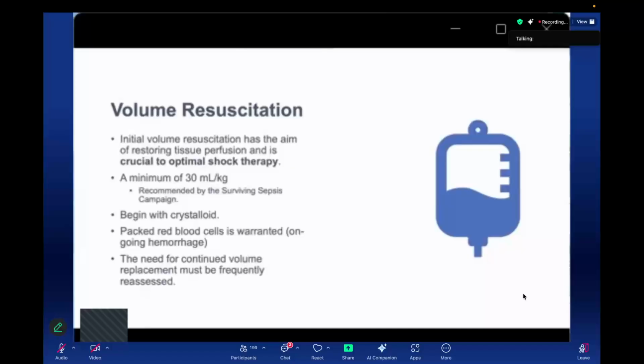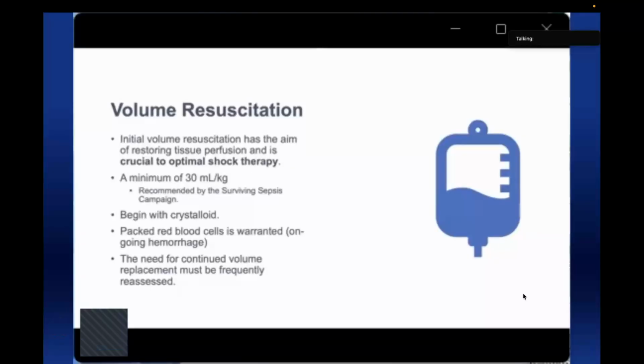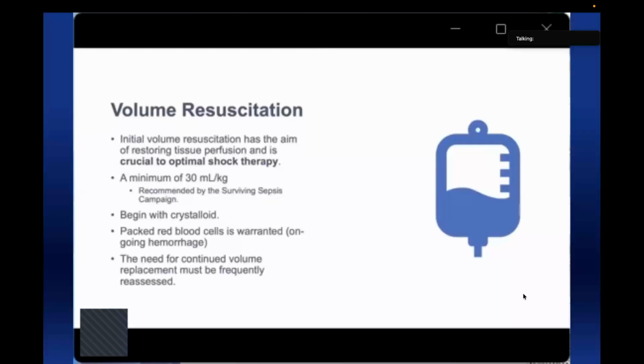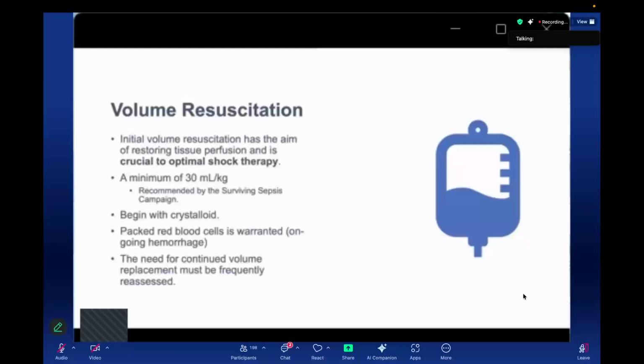Next is volume resuscitation. This is the initial form of resuscitation for all forms of shock. You might want to see the volume status of your patient. So initial volume resuscitation has the aim of restoring your tissue perfusion and is crucial to optimal shock therapy. A minimum of 30 ml per kilogram, as recommended by the Surviving Sepsis guidelines. Begin with the crystalloid, the plain LR or plain NSS.